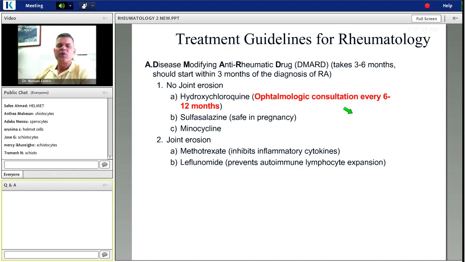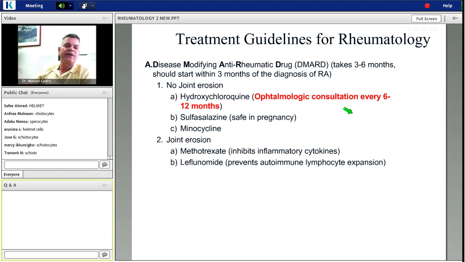So within 3 months of the diagnosis of rheumatoid arthritis, you should start a disease-modifying agent. Now, if the patient does not have joint erosion, this is very high yield to know, the disease-modifying agent that you're going to start is hydroxychloroquine. Remember, ophthalmologic consultation every 6 to 12 months. If you do it every 12 months, you're good enough with that.